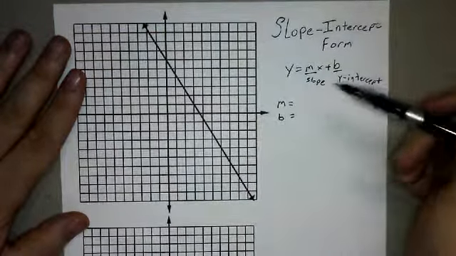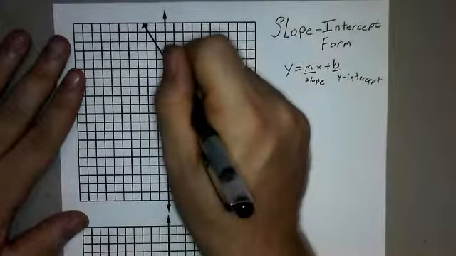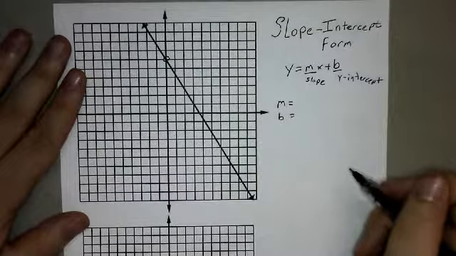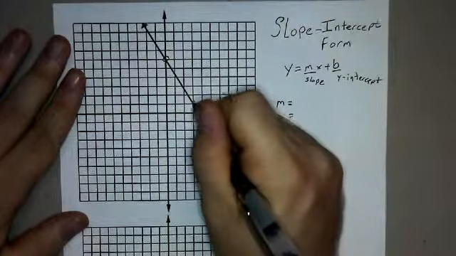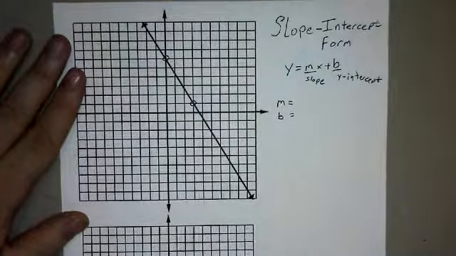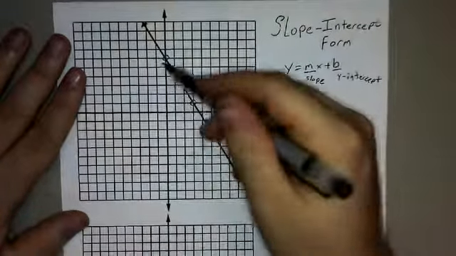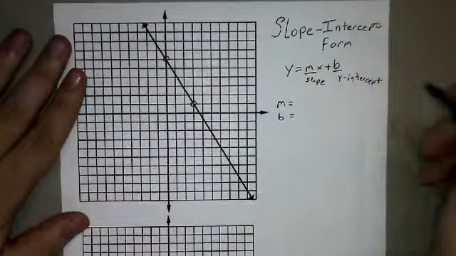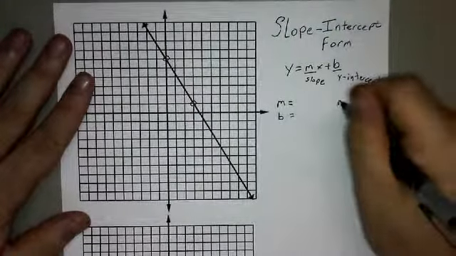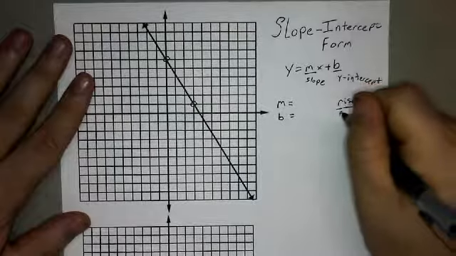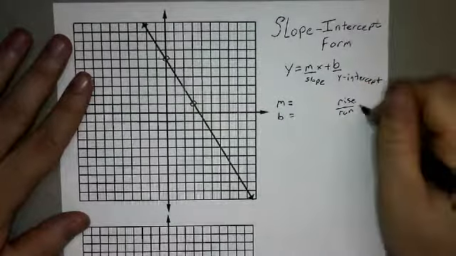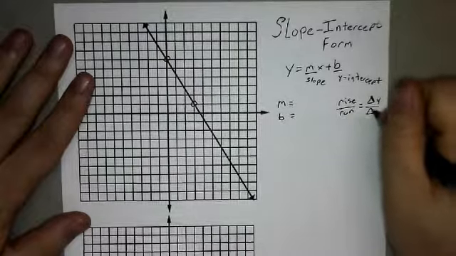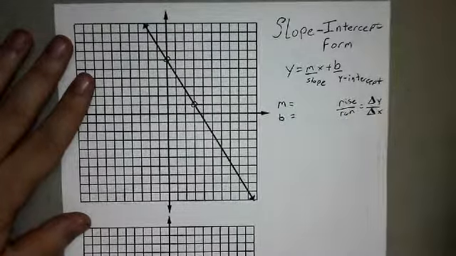Well, m is how we move. It's our slope. So I'm going to pick 2 points. I'm going to pick this point right here, and then another point that is obviously on my line would be this point right here. And so using these 2 points, I'm going to find my slope. Again, slope is rise over run. Or we could say there's the change in y over the change in x.